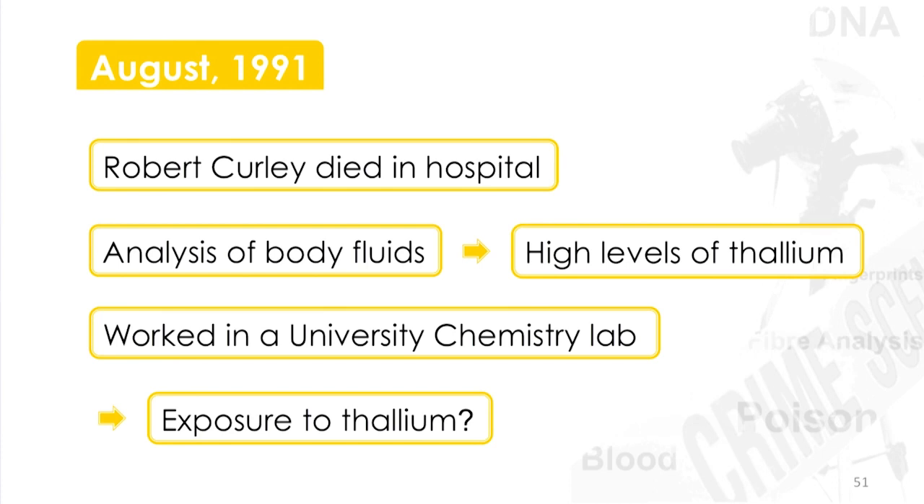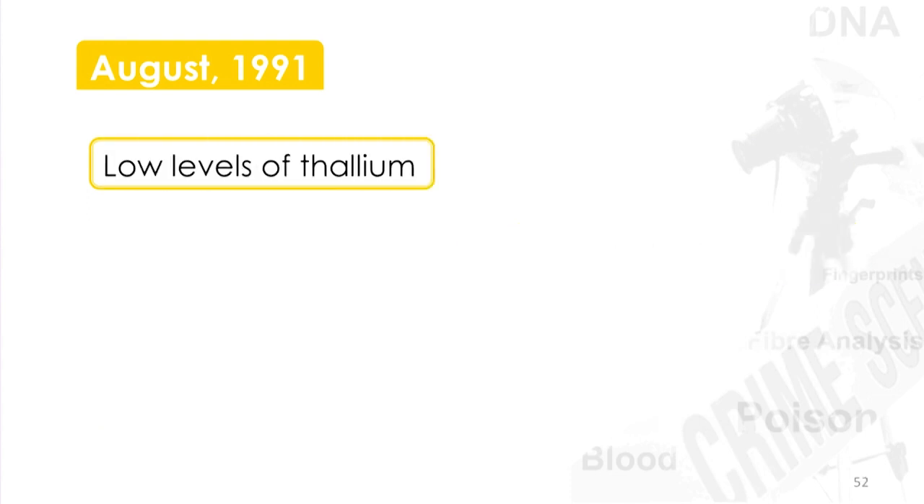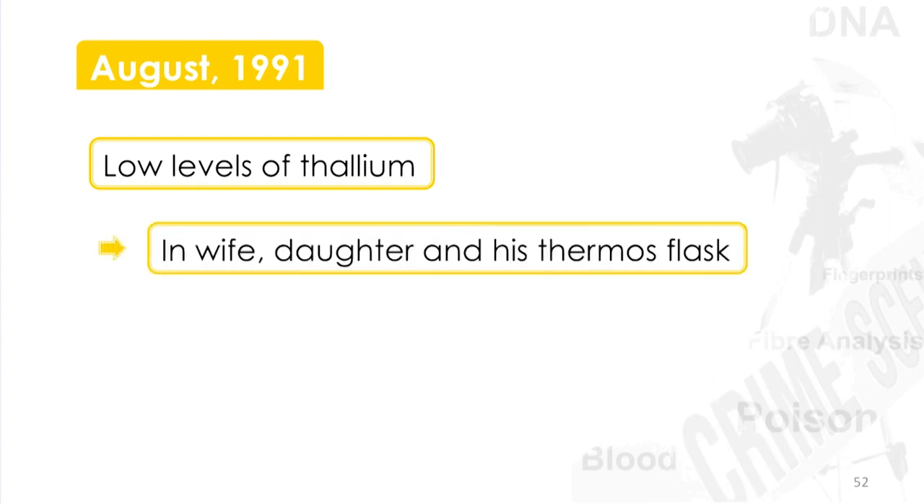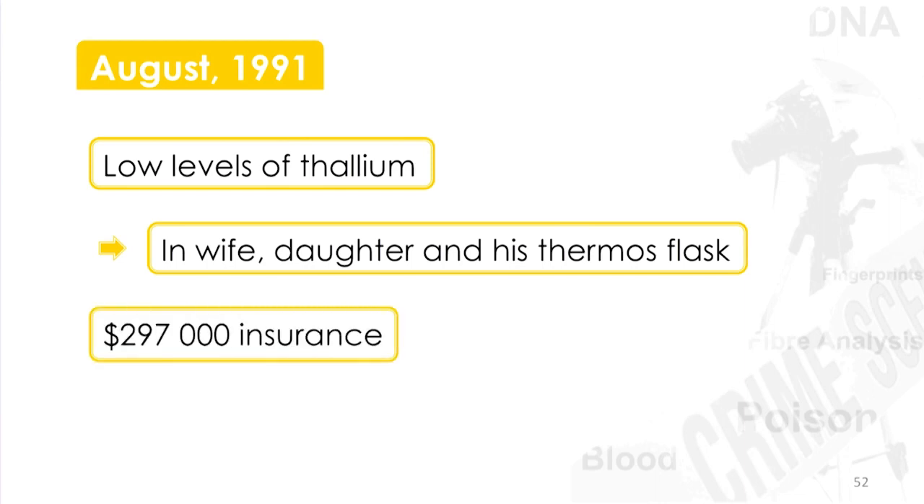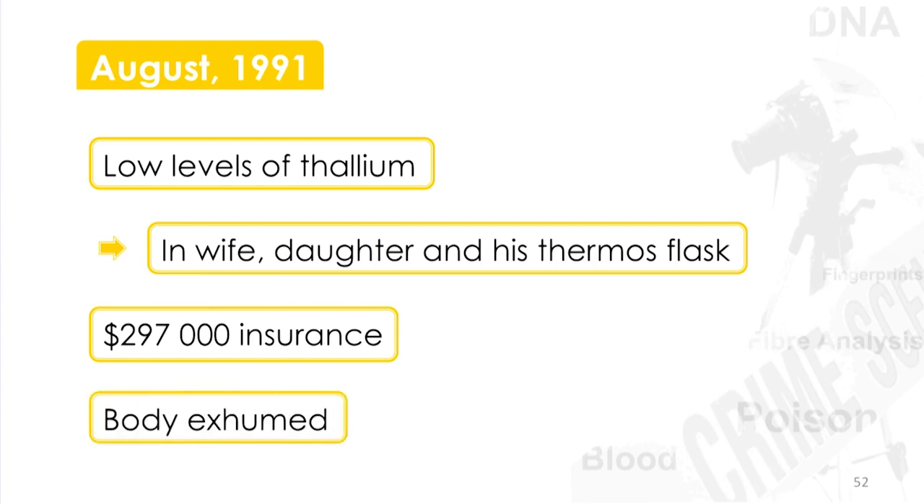Now, further investigation showed that it was not only Robert Curley who'd been exposed to thallium, but low levels of thallium were detected in his family members, and most significantly in a thermos flask that he'd used to take a drink with his lunchbox. And interestingly, he was insured for $297,000. Well, this adds up to a lot of suspicion, and his body was exhumed.